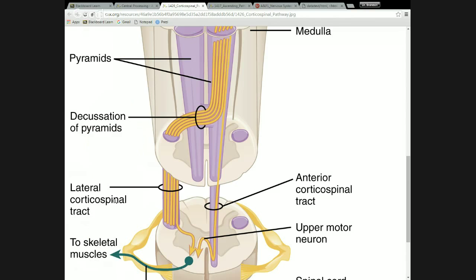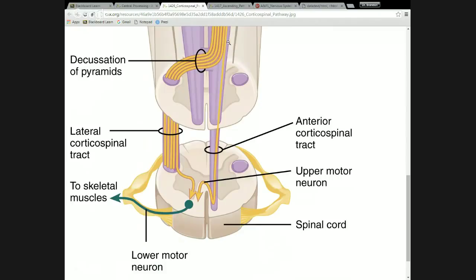Most of the fibers cross over at the inferior most point in the medulla to cross into a lateral position in the spinal cord, where they continue on down. But there are a handful of fibers that continue down in that same ventral position and then cross over midline right at the last minute.